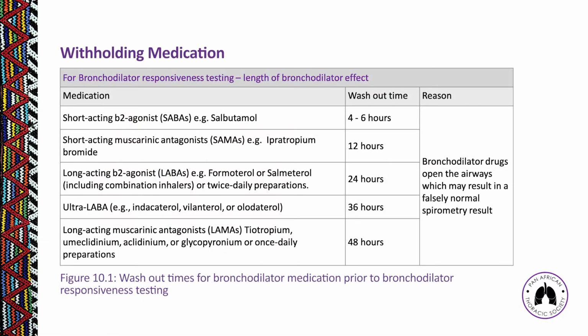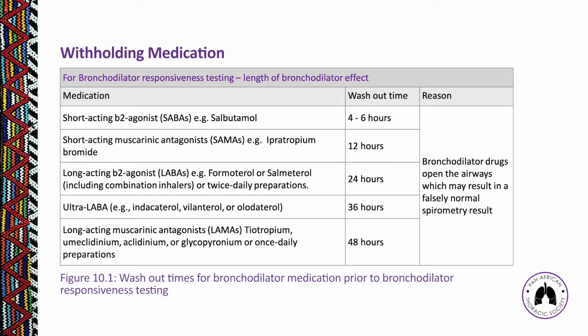So, washout times for medication prior to the bronchodilator responsiveness test. For short-acting beta-2s, for example, salbutamol, you should at least have 4 to 6 hours washout. So they mustn't have taken that drug in the last 4 to 6 hours. Short-acting muscarinic antagonists, for example, ipratropium bromide, that's 12-hour washout time.